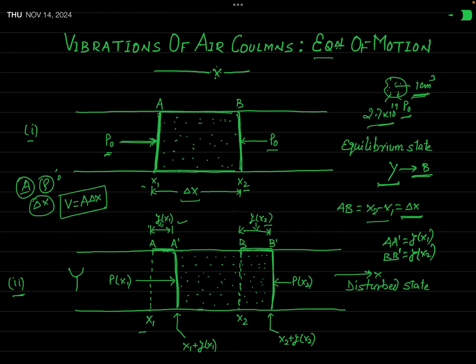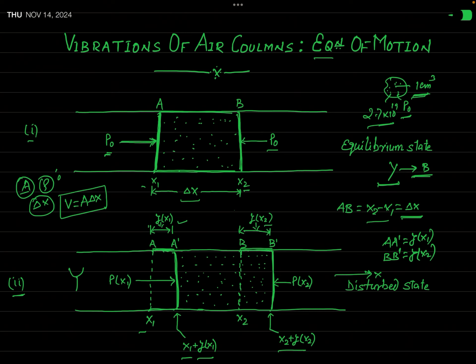Now you can easily say what will be the x coordinate of the section A dashed. As you know, the x coordinate of section A is x1 and A dashed is at a distance y of x1. So the x coordinate of section A dashed will be x1 plus y of x1. It is a very simple idea. Similarly, the x coordinate of plane B dashed will be x2 plus y of x2.